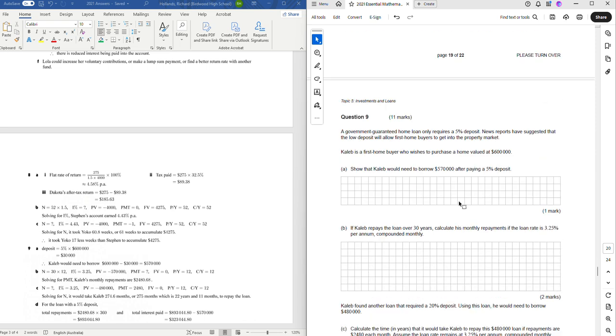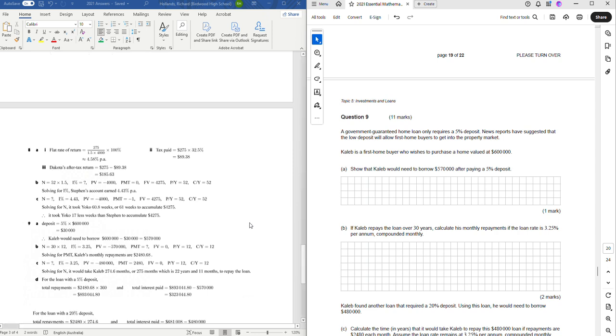And lastly, question 9. A government guaranteed home loan only requires a 5% deposit. News reports have suggested that the low deposit will allow first home buyers to get into the property market. Caleb is a first home buyer who wishes to purchase a home valued at $600,000. Show that Caleb would need to borrow $570,000 after paying a 5% deposit.